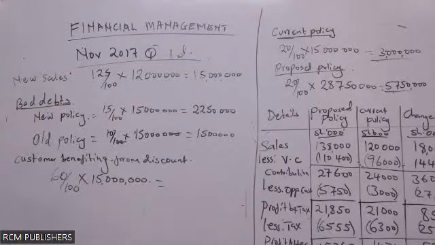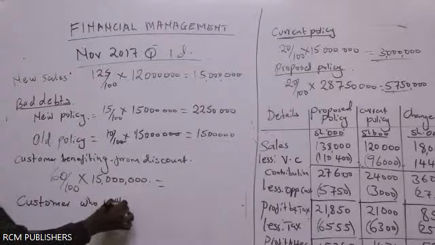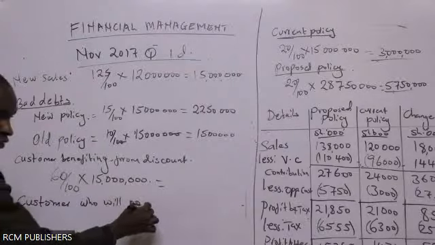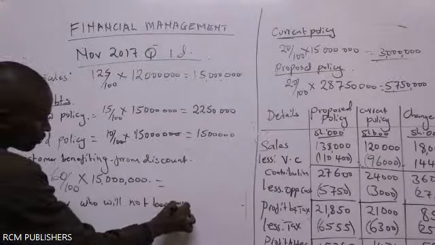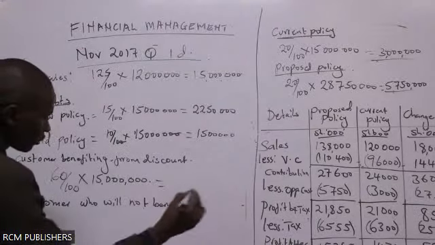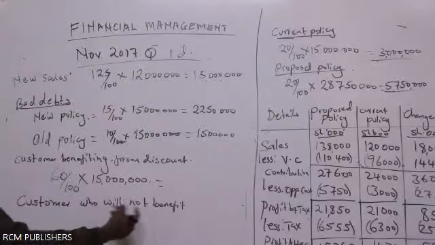Customers who will not benefit from the discount offer, let's see. I want you to tell me the proportion of customers who will not benefit. The percentage, please. With the discount now, we use this. Thank you very much. The customers who will not benefit from discount.